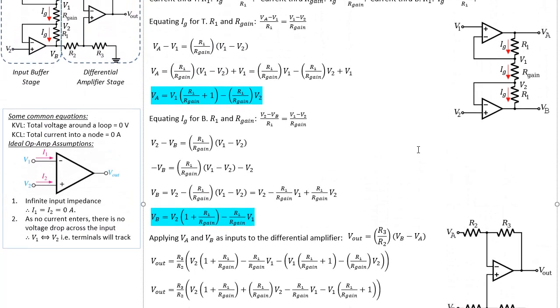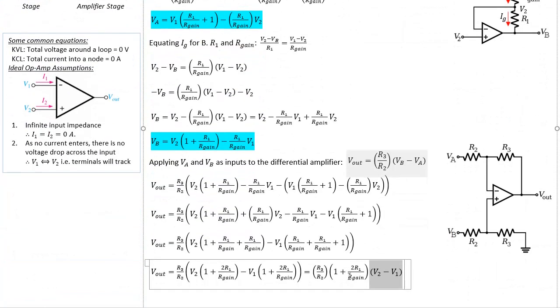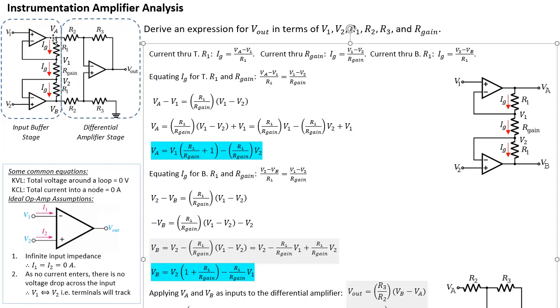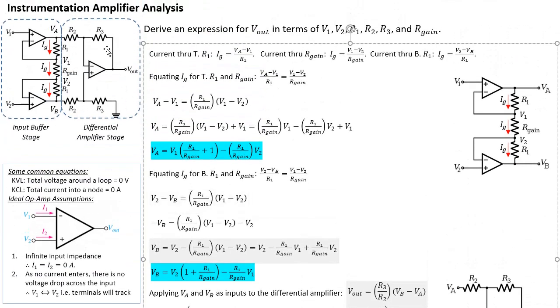Remember our original circuit is here. The output is going to be V2 minus V1 and then multiplied by a few factors. The first factor is 1 plus 2R1 over R gain, which if you look in our original circuit is actually the gain from the input buffer stage, because that's where R1 and R gain are located. And finally, the last term is this R3 over R2, which is basically the differential amplifier stage gain, that involves R3 and R2.